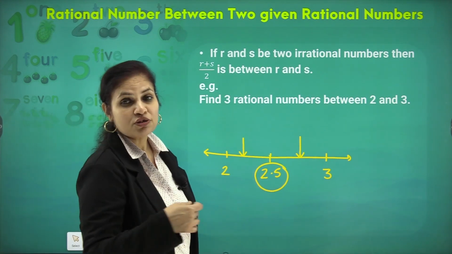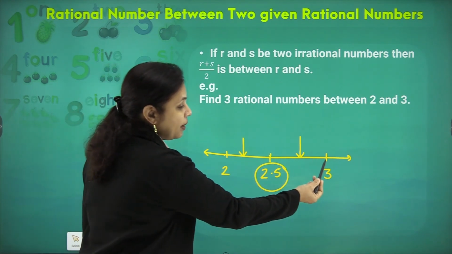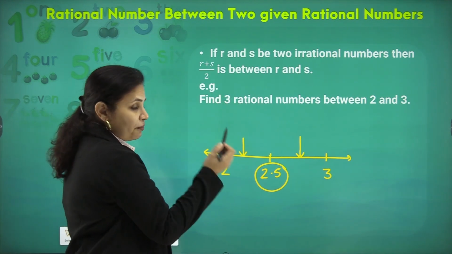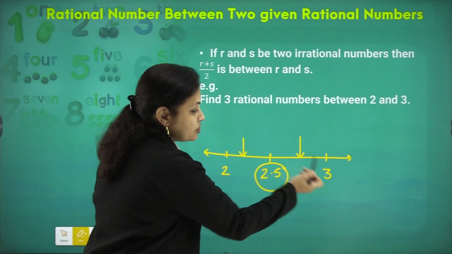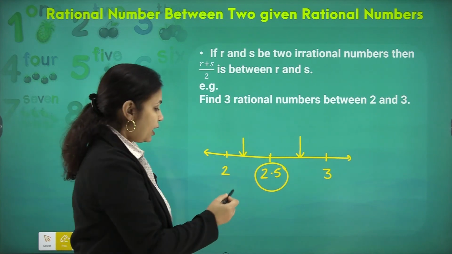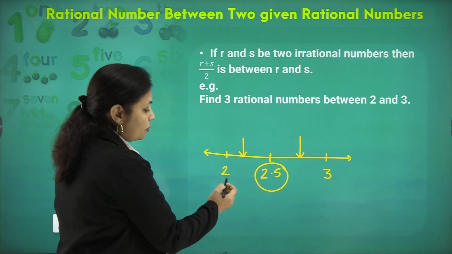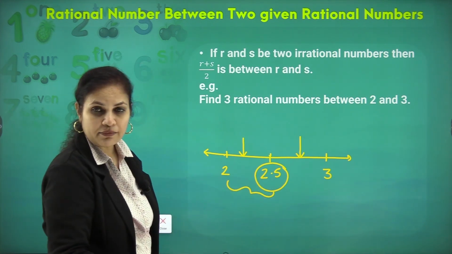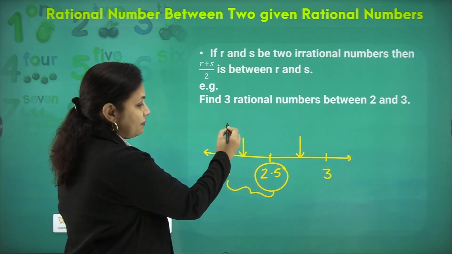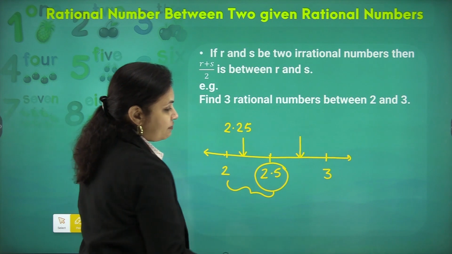So if I have to insert two more values, I will take the mid value of 2 and 2.5 and one mid value of 3 and 2.5, using the same technique. Previously my R was 2 and S was 3, from where I got the third rational number 2.5. Now my R is 2 and S is 2.5. So the next rational number will be found by adding these two and dividing by 2. So 2 plus 2.5 gives 4.5, and 4.5 divided by 2 gives 2.25. Similarly, 5.5 divided by 2.